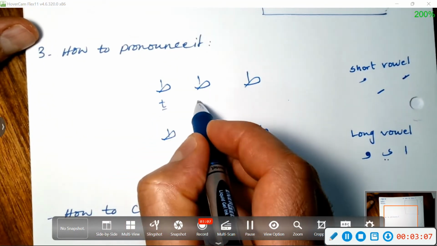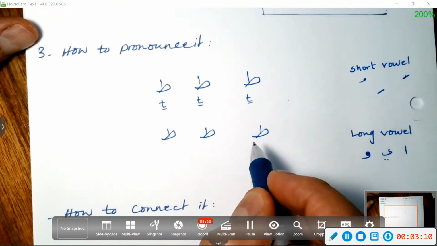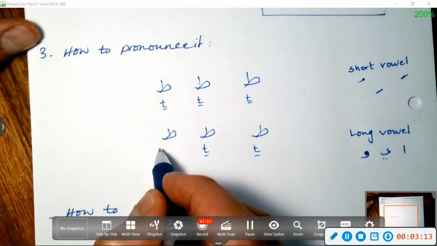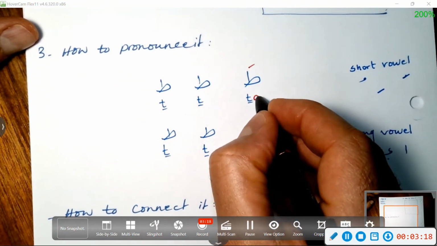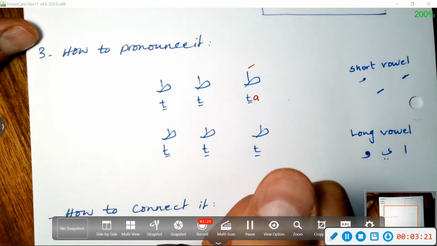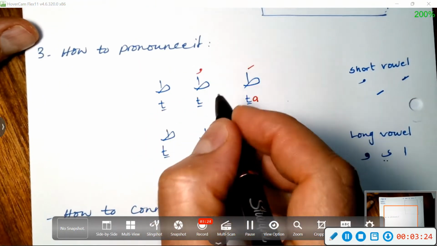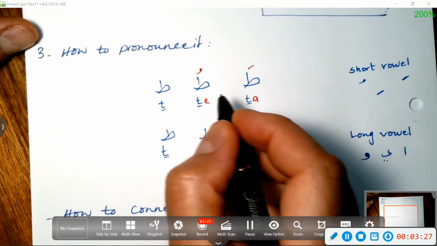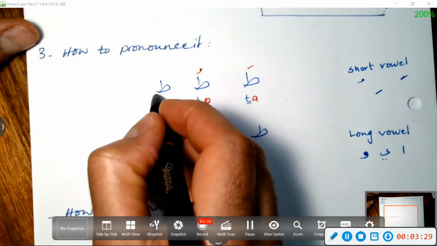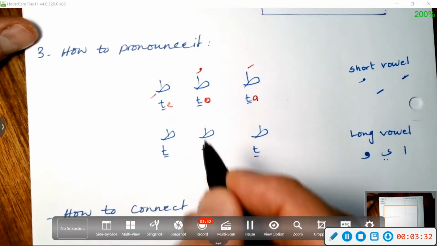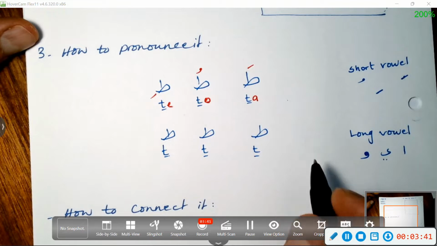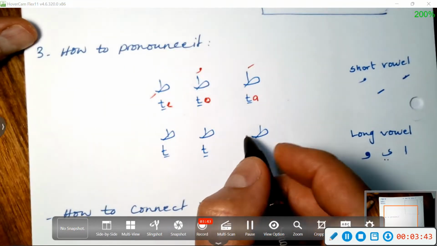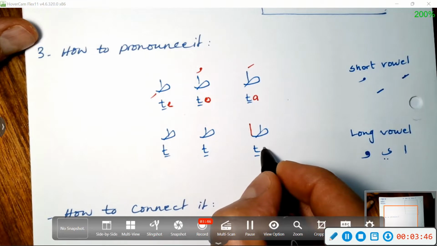This is T underline T to represent the sound Ta, with fatha, Ta, with dhamma, Ti, Tu, with kasra, Ti. So, long vowel with alif, Ta.